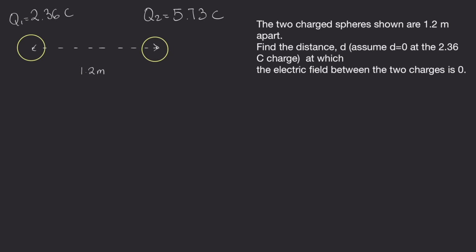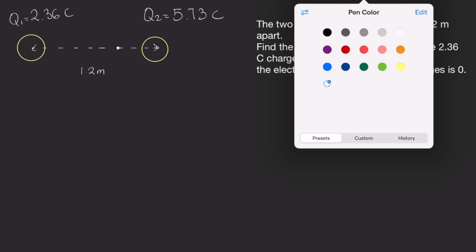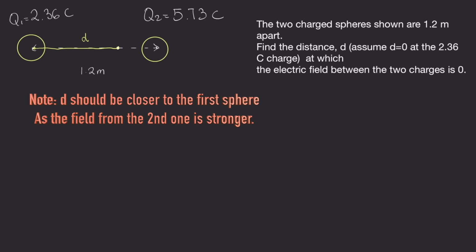Another example problem on electric fields. We've got two charged spheres and they're 1.2 meters apart. Well, their centers are 1.2 meters apart. Find the distance d at which the electric field between the two charges is 0. And d is measured from the 2.36 Coulomb charge. So let's just say, for the sake of argument, that this is the distance here. Let's draw it in a different color, i.e., this one here will be d.